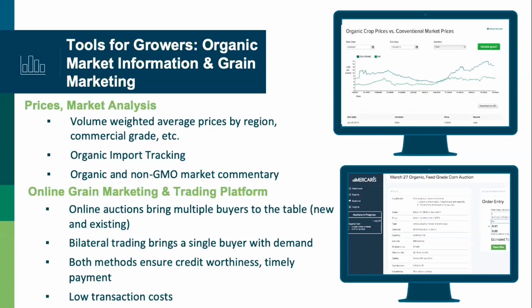With auctions, one other thing to note is that we charge historically low fees. While we do have a fee structure in place, we're charging 20 cents per bushel split between the buyer and seller, so 10 cents on each side, and that's for organic. And for non-GMO trades, it's just 10 cents a bushel, again split between the buyer and seller, so a nickel on each side of the table.